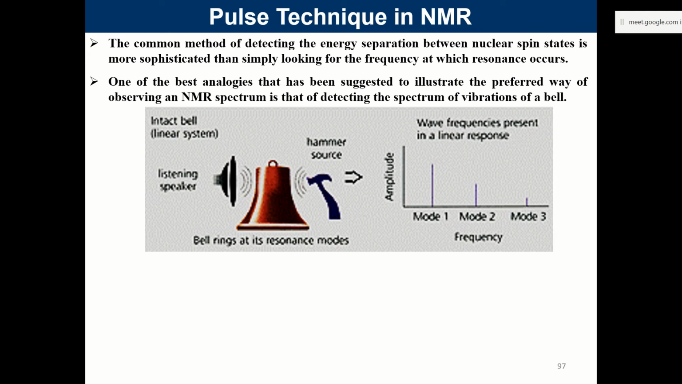When a hammer strikes the bell, it vibrates at all the characteristic frequencies. The sound that you hear, the clang that you hear, is a result of several waves, the oscillations that take place. So there are one, two, three different modes of oscillations taking place simultaneously, and that appears for a short duration to you. That is a pulse.